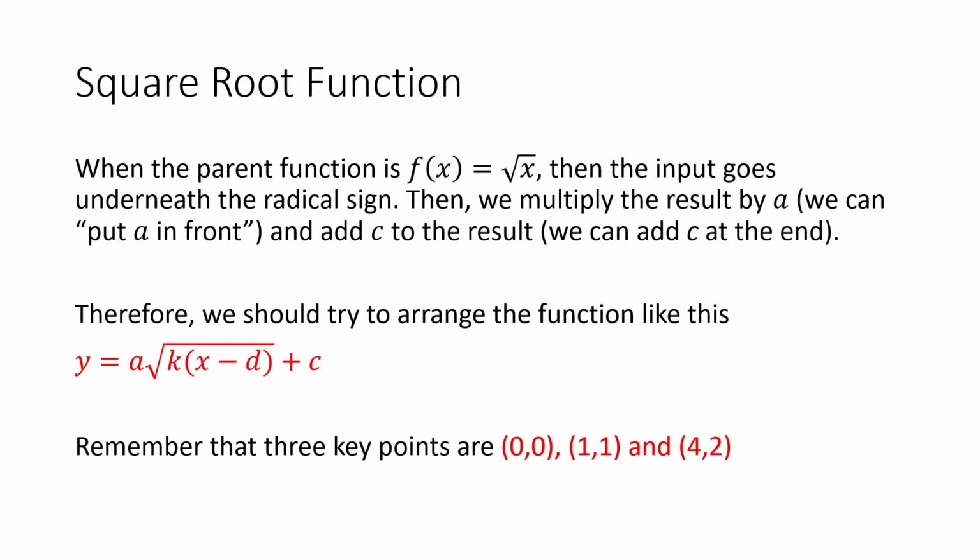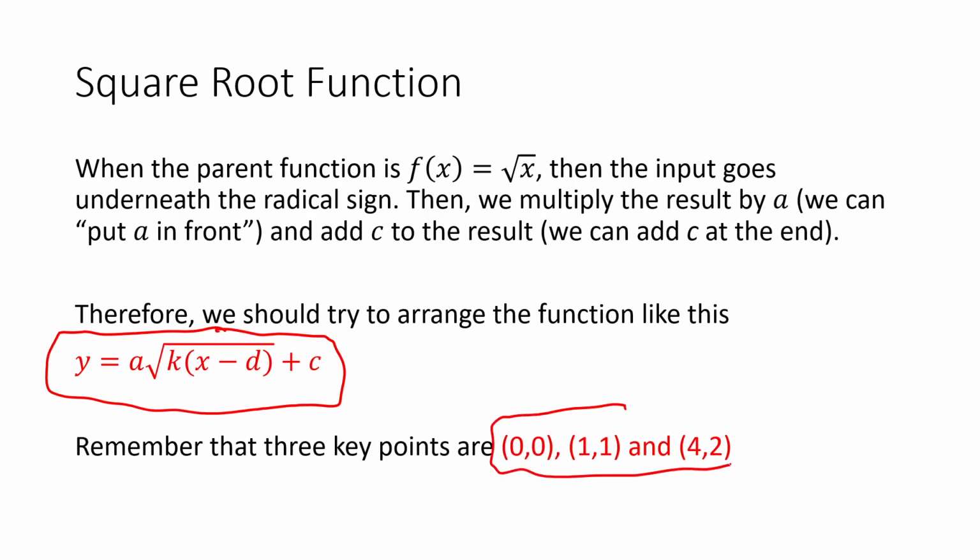Let's talk about the square root function now. When the parent function is f of x equals the square root of x, then the input goes underneath the radical sign. Then we multiply the result by a, we can put a in front, and add c to the result, we can add c at the end. So ultimately what we're trying to do is rearrange algebraically the equation we're given to look like this. And we want to remember that three key points are 0, 0, 1, 1, and 4, 2.